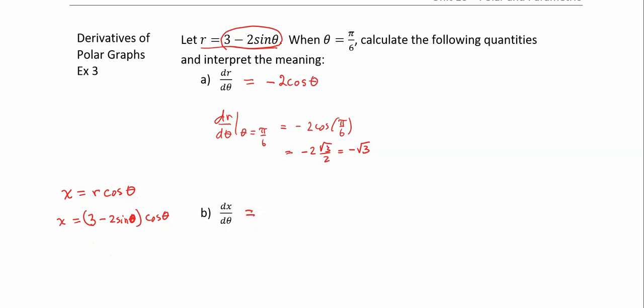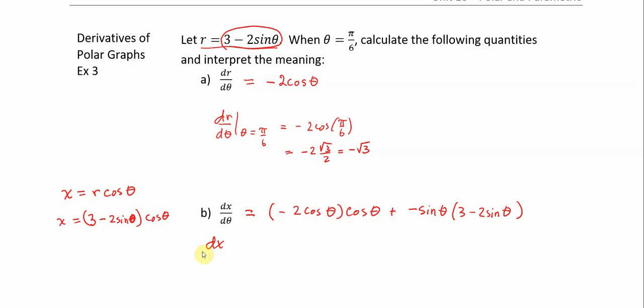For dx d theta, remember we have to use the product rule here. So that's the derivative of the first, which we already know is just negative 2 cosine theta, times the second, which is cosine theta, plus the derivative of the second, the derivative of cosine is negative sine, times the first part, which is 3 minus 2 sine theta. I am going to simplify, or you know what, let's not simplify it, let's just do the substitution first, and then we're going to simplify it.